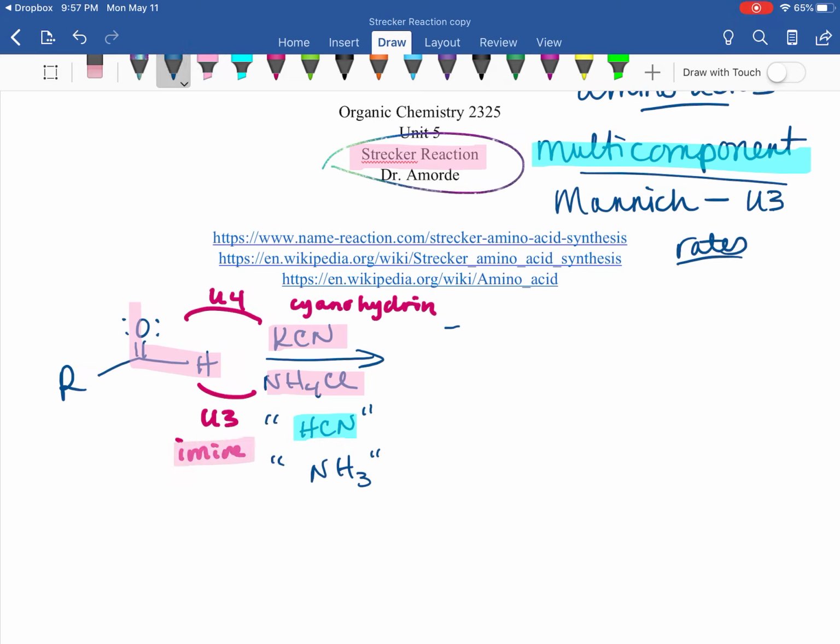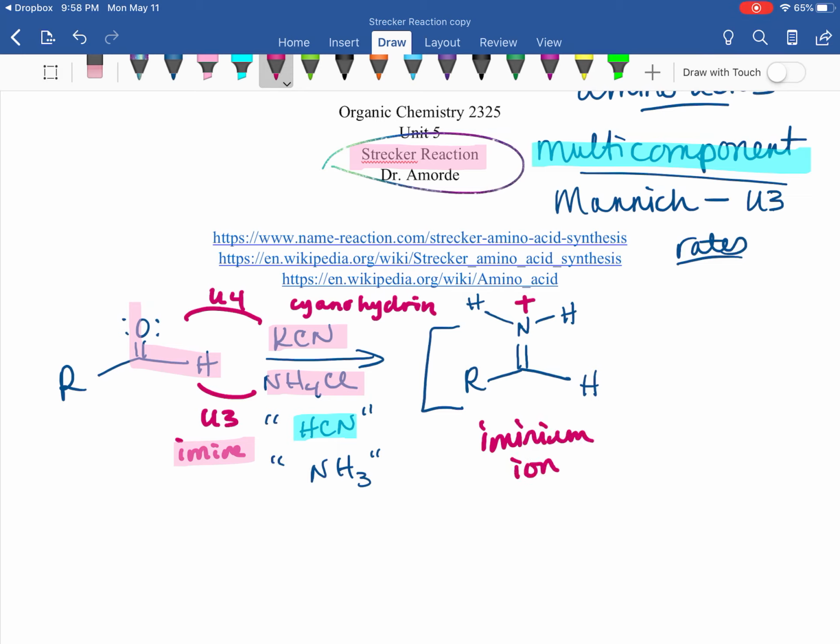Okay, so which one wins? Which one is the faster one? Actually, our imine wins. So we're going to do that first. So the first thing that happens is our aldehyde and our amine form. Oh, let me put that H in there. Okay, we are about to make this imine, but of course we're in slightly acidic solution, so we are going to leave it as the iminium ion.